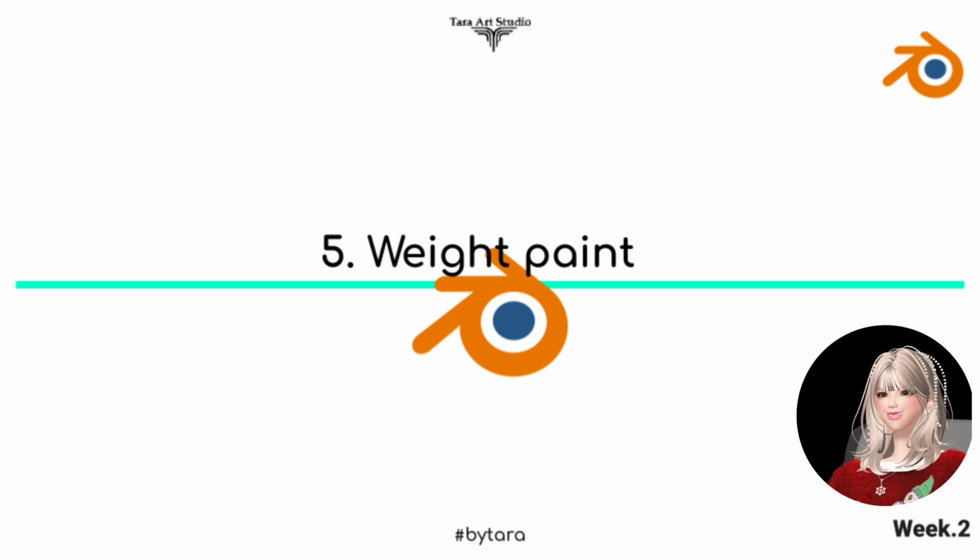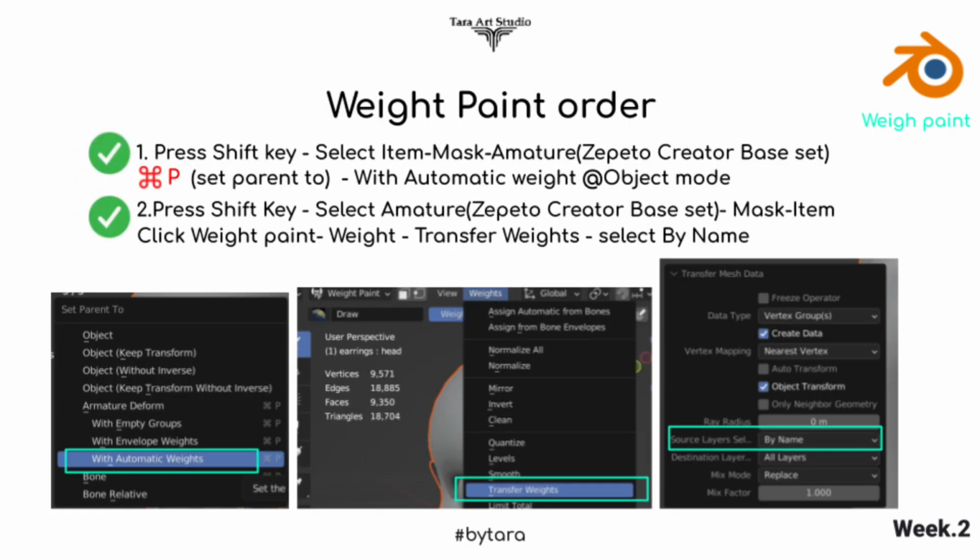For weight paint, there are so many different ways to do this, but I will explain the simplest way possible for beginners. The easiest way to do weight paint is to transfer weight from the Zepeto dummy. Follow the order on this slide and practice. I will show you how to apply weight paint on the earrings we made.